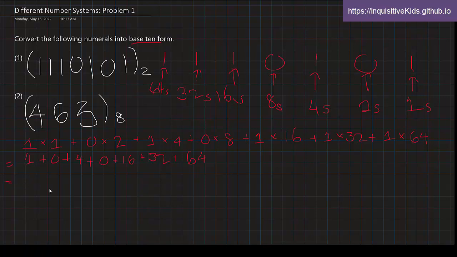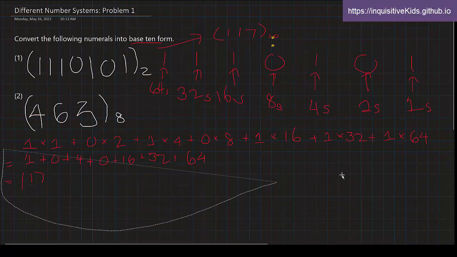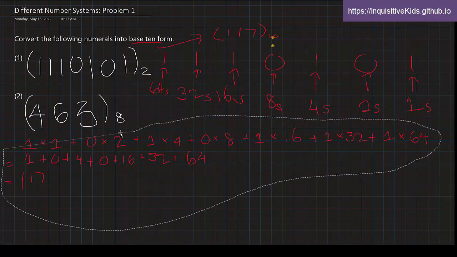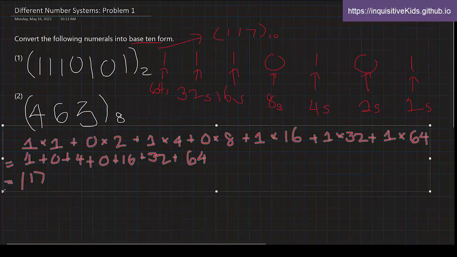All right, now we add, right? So 32 plus 64. That is 96. 96 plus 4 is 100. And 100 plus 16, 116, plus 1, 117. So we can just fill our answer right here, 117, and I'm adding parentheses around it so I can write the bottom right 10. Okay. Clear some space for our next problem.